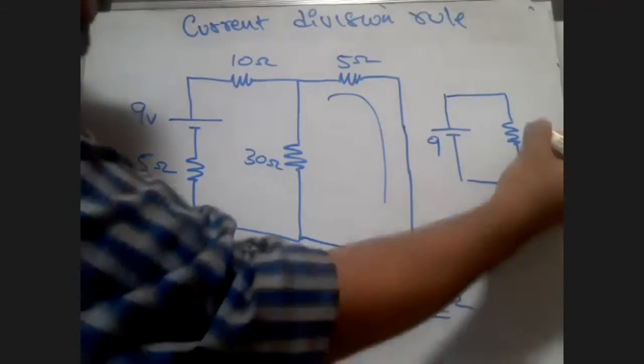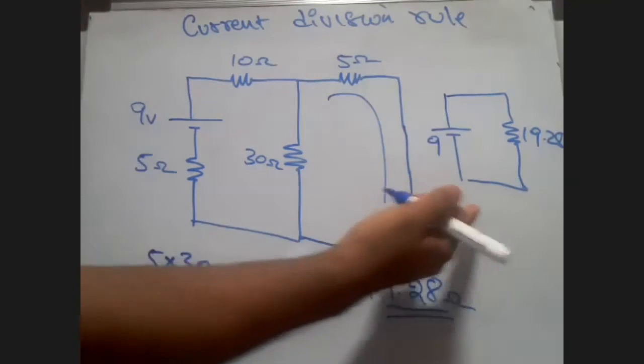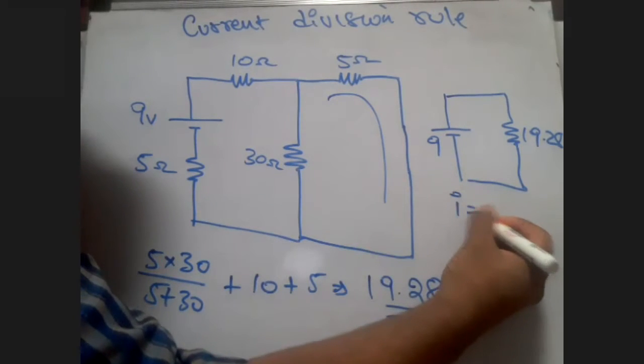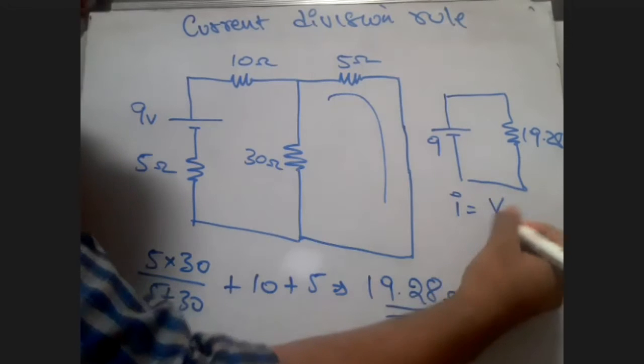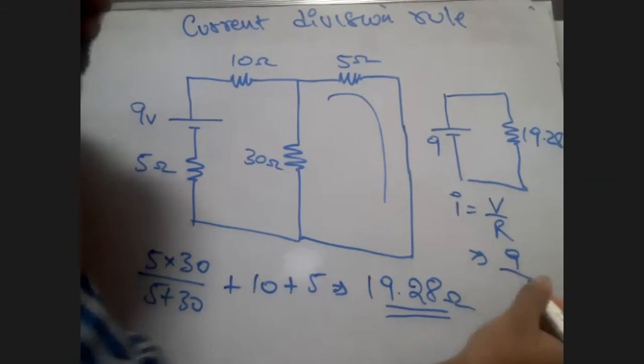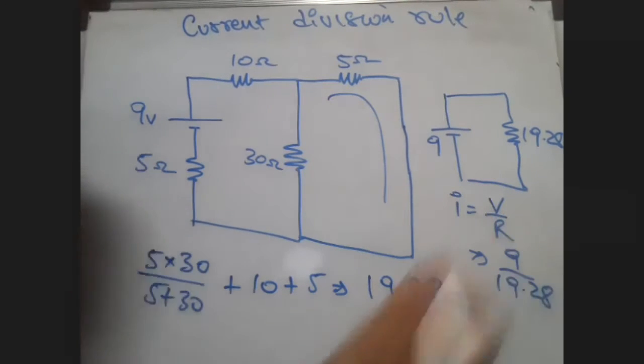Yes or no? So I drew it, 19.28. In this equivalent circuit, what will be the current? I will be equal to what? V by R. So what is V here? 9. What is R here? 19.28. So how many amperes will I get the current?